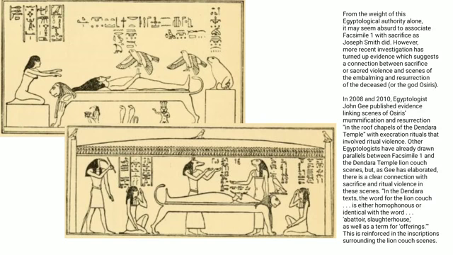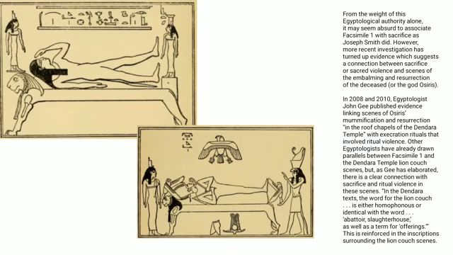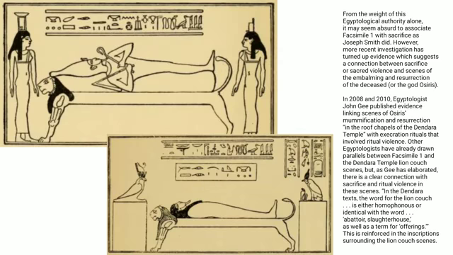From the weight of the Egyptological authority alone, it may seem absurd to associate Facsimile 1 with sacrifice as Joseph Smith did. However, more recent investigation has turned up evidence which suggests a connection between sacrifice or sacred violence and scenes of the embalming and resurrection of the deceased, or the god Osiris.